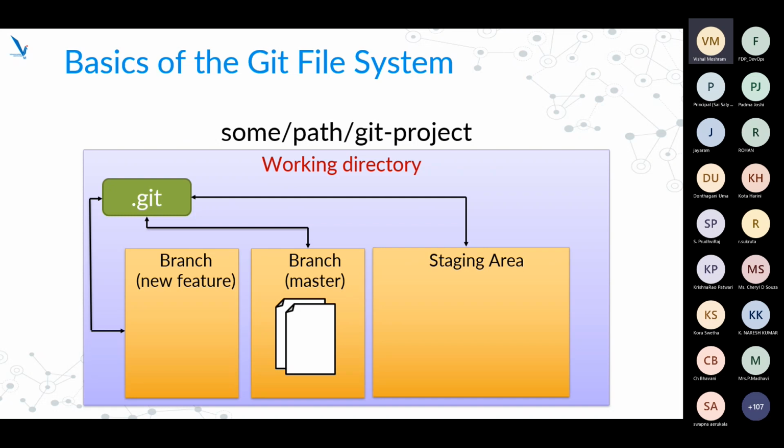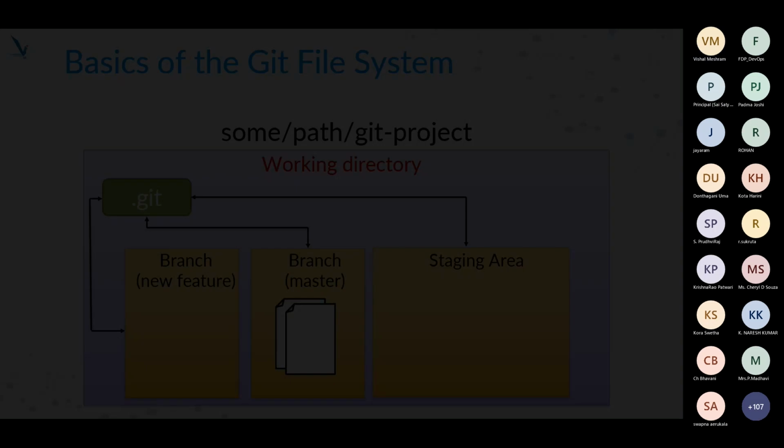Remember this. Once you have reviewed, if you are not happy and you say, I want to do some more changes, you can revert back from the staging area. And if you say, okay, this is fine, I want to commit, once you commit, it will be committed to your master branch. So this is basically how git works.